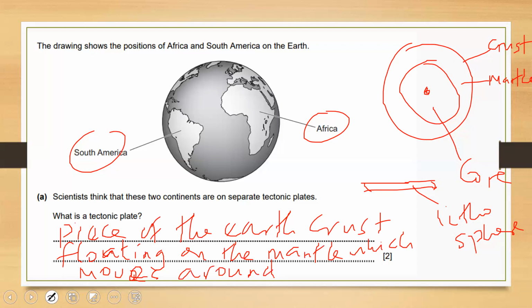So I have the crust on the mantle. The mantle, remember, contains magma, which is a semi-liquid. So that magma, that mantle can flow. As a result of that, the crust is on it. Both of them together with the upper mantle form the lithosphere. So a tectonic plate is a piece of the earth crust floating on the mantle, which moves around.